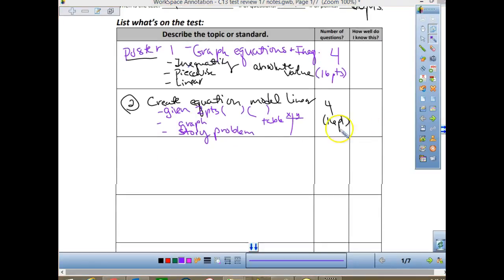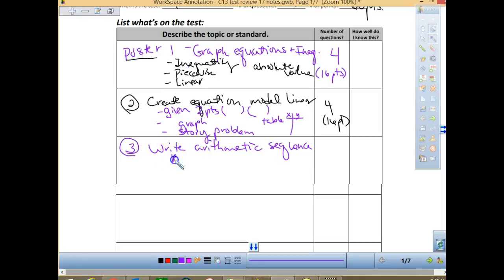If we continue looking at the poster, Ben, would you read what the next one says? I can write arithmetic sequences recursively and explicitly. So I'm going to do the arithmetic sequence, and I'm going to do both recursive and explicit. There are 2 questions. One's worth 8 points. The other's worth 4 points. So for a total of 12 points on that standard.